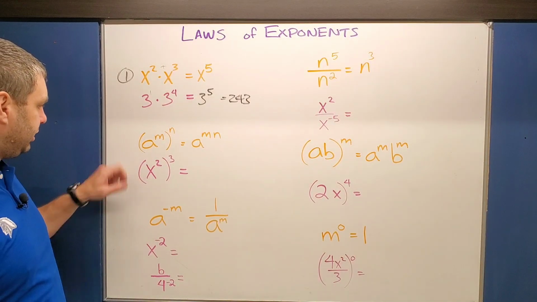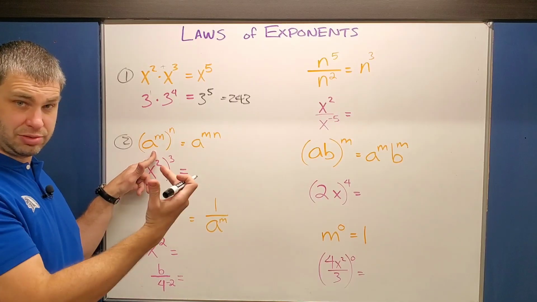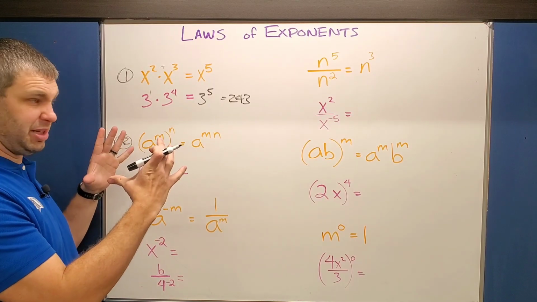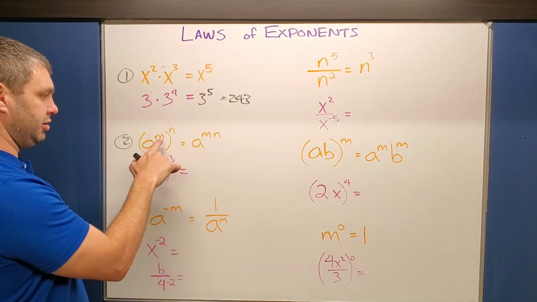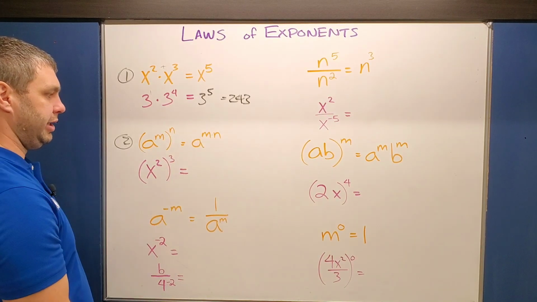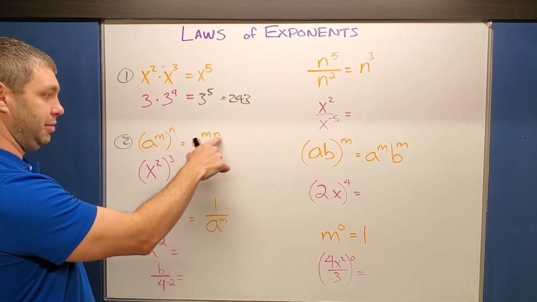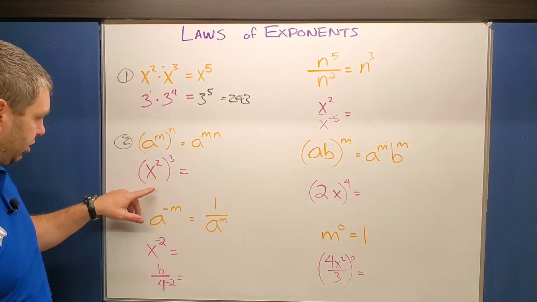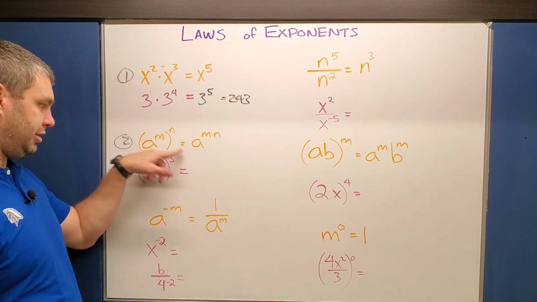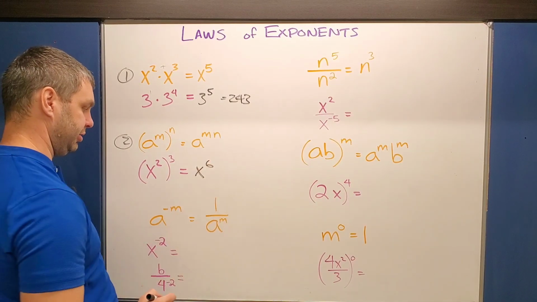All right, the next one, call this number 2. If I have a base that's raised to a power already, and then maybe it's raised to another power, I call this a power to a power. What you're going to do with these is multiply those. So a to the m, all raised to the n, is going to be a to the m times n. So similarly, x squared, all raised to the third, is going to be x to the sixth. Have to multiply those together.